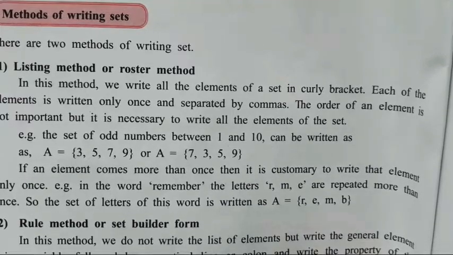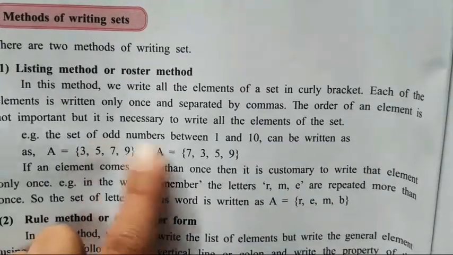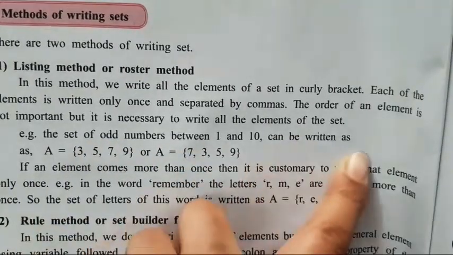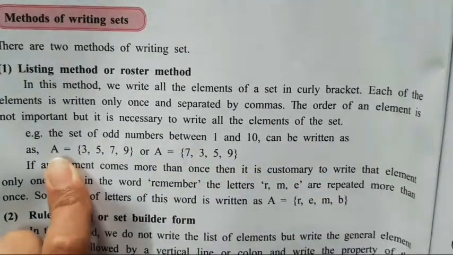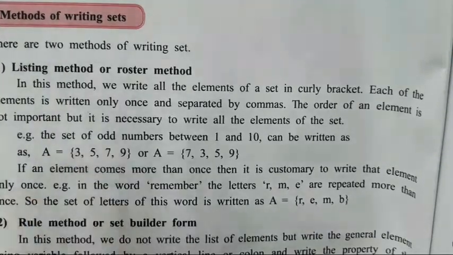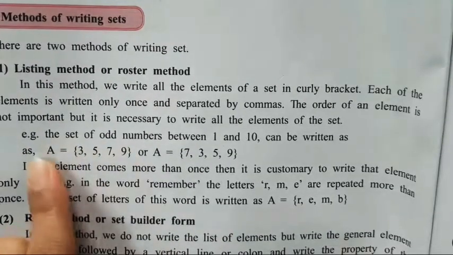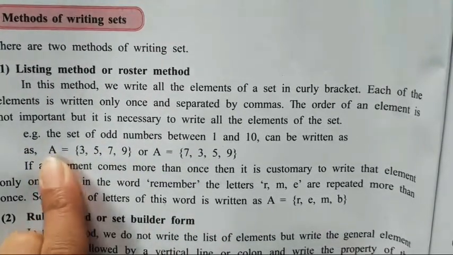Now this is going to be the example. They have given: the set of odd numbers between 1 and 10 can be written as. Over here, as I said, you can take any variable. You can write O, A, B, C, D, any variable according to the question. As odd numbers are there, you can write O also. But over here they have given A.